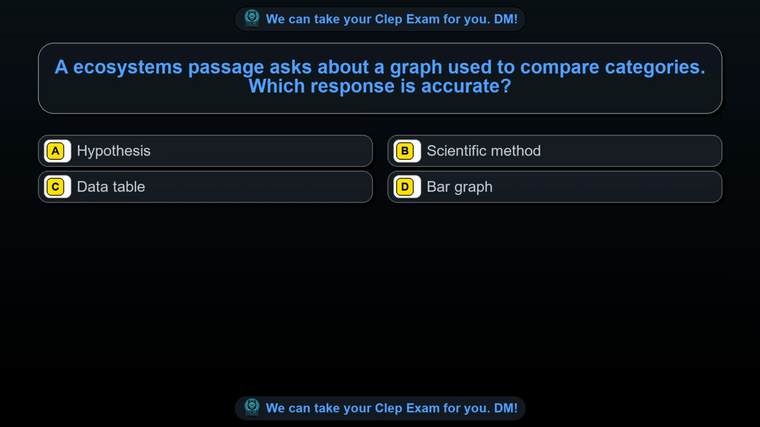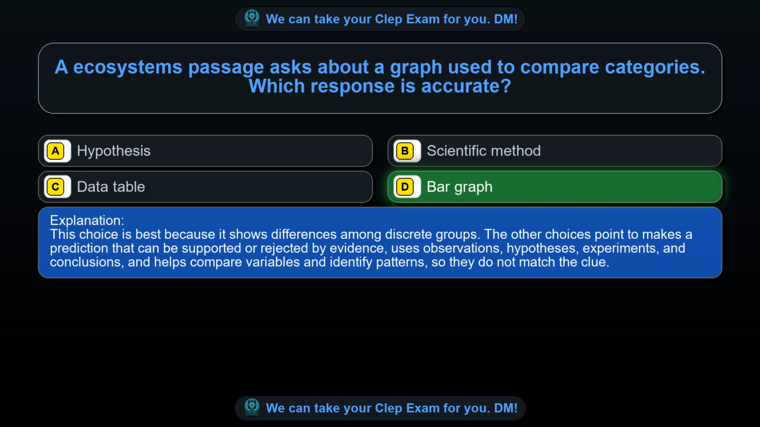Question 14. An ecosystem's passage asks about a graph used to compare categories. Which response is accurate? Option A, hypothesis. Option B, scientific method. Option C, data table. Option D, bar graph. The correct answer is option D, bar graph.